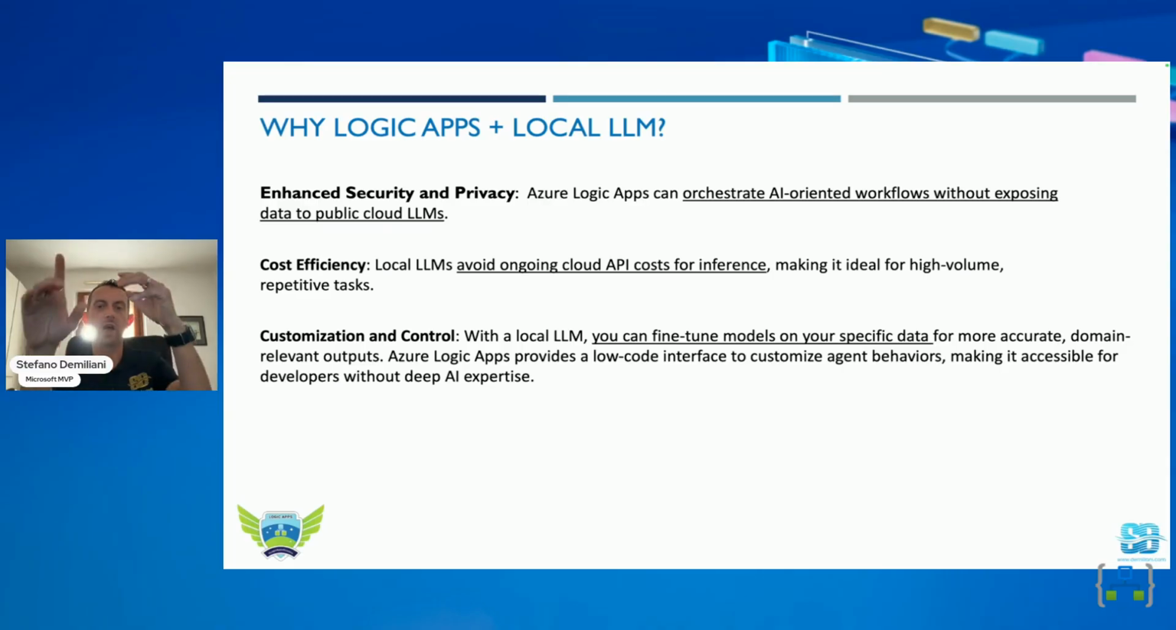So you can have an agent running in Logic Apps, and this agent can have different actions to perform different tasks. Some tasks can be performed by, for example, an online model, like GPT-5 or GPT-4o. While other, maybe more sensitive tasks can be executed by a local LLM running in your own infrastructure, so without going to the internet.